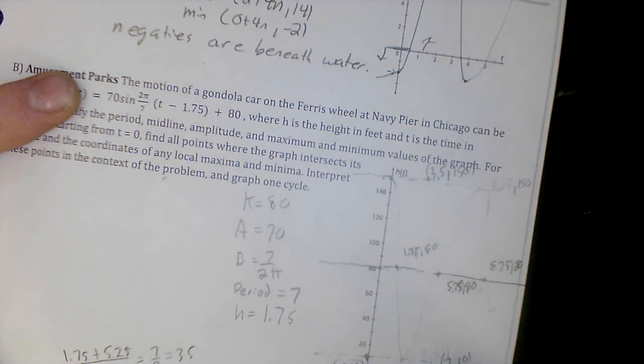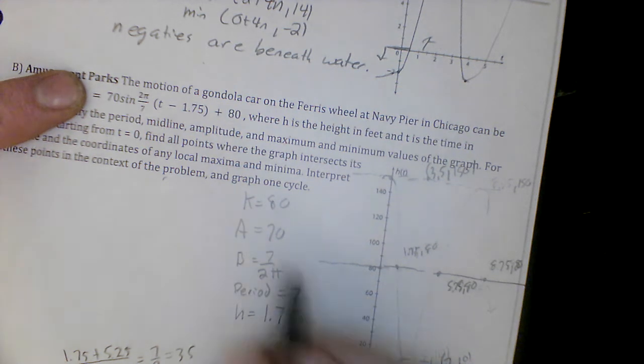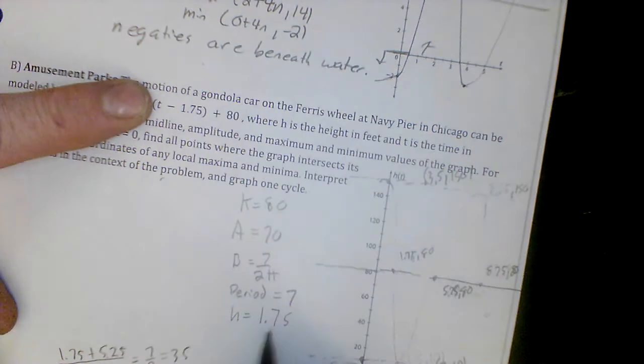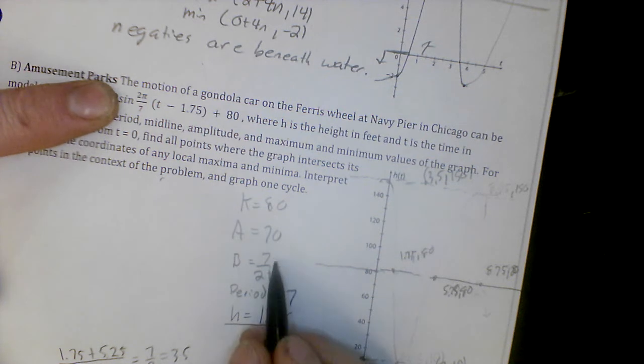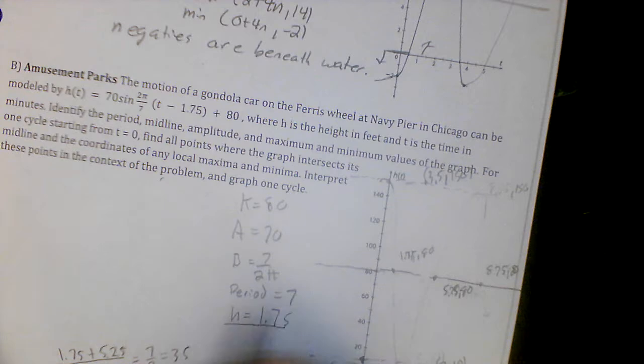Right? And looks like my B is 0.75, or sorry, my H is 0.75. My B is this flipped over. It's 7 over 2 pi. Right? And I think that's everything. So 7 over 2 pi.